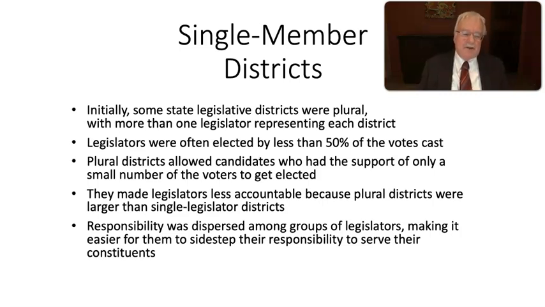Initially, some state legislative districts were plural, meaning there was more than one legislator representing each district. So you might have one district with 5 legislators in it. And so voters would have to elect 5 people. Legislators were often elected in those districts by less than 50% of the votes cast. Because if you're voting for 5 people, you're going to have some people who could get in theoretically with only 22, 23% of the people voting for them.